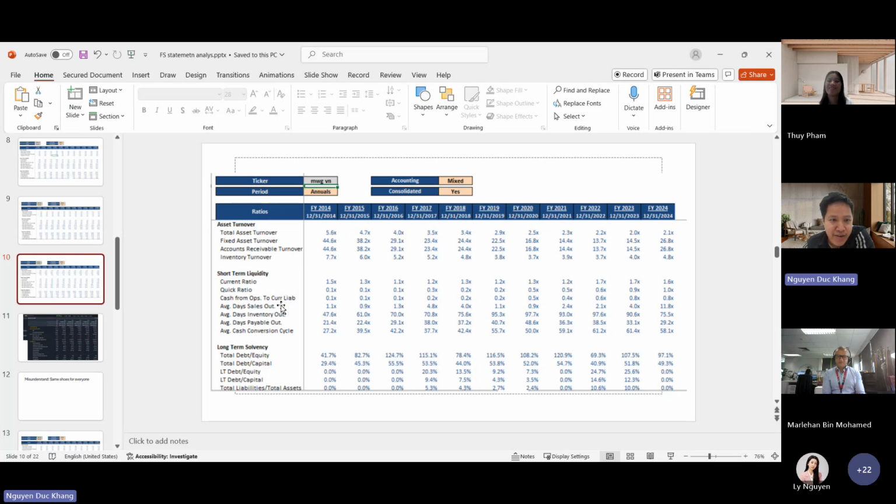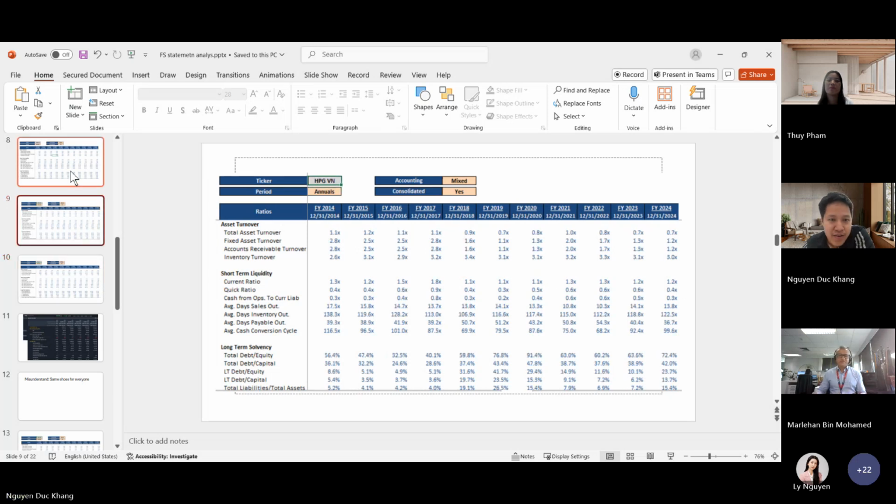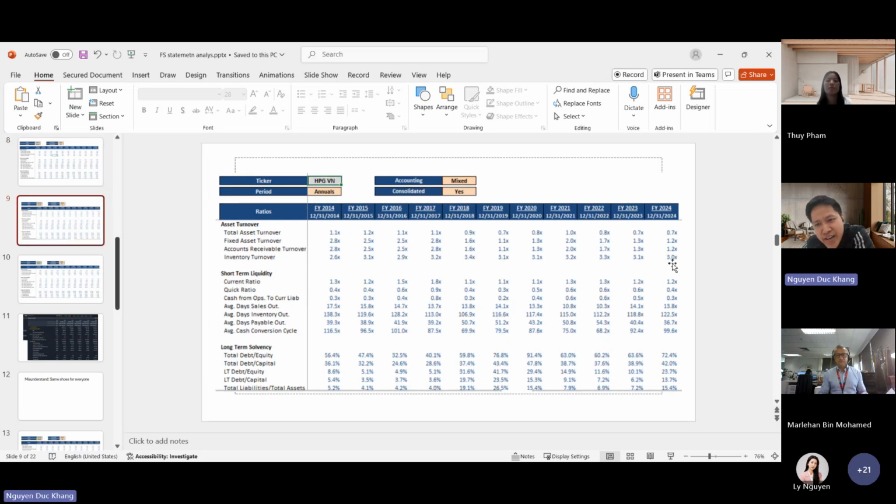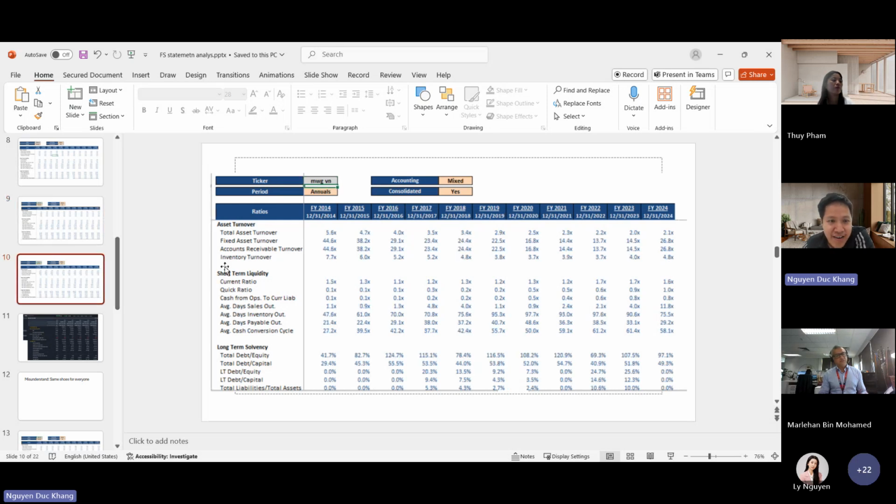Another thing you can look at is inventory turnover. Of course, Vinamilk is going to be the highest with 6.1, so 6 times a year. HPG is 3 times. So the inventory takes about 4 months to sell. And Mobile World is 4.8 times.